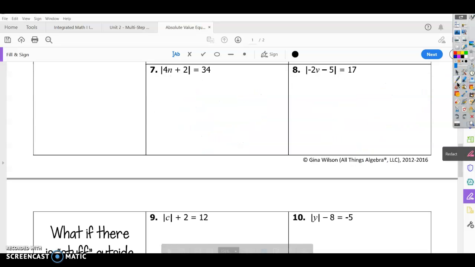All right, number 7, 4n plus 2. This is isolated, equals 34. So we're going to set that up.